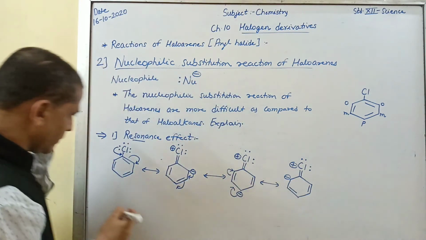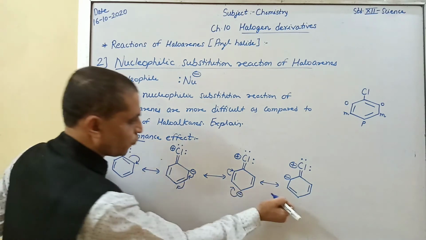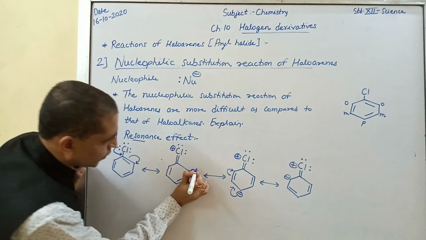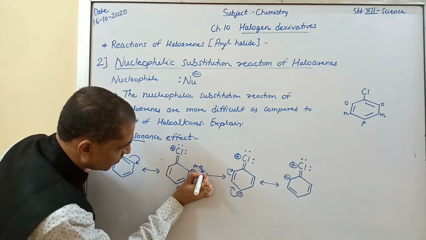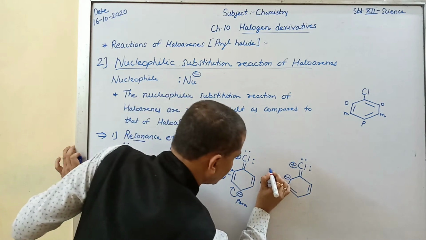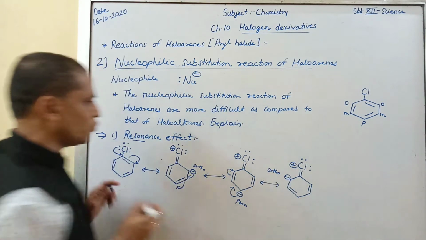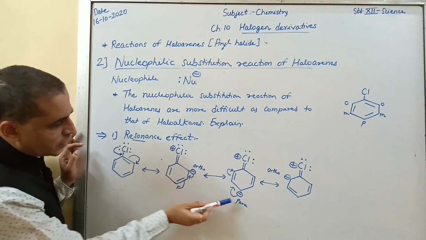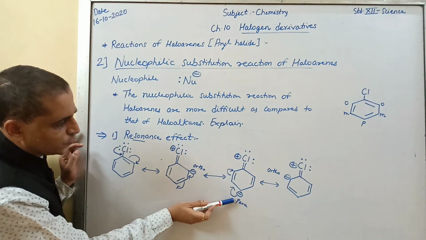Now see, there are 4 structures. 1, 2, 3, 4. This first, it's okay. It is what? Ortho position. It is para position. It is again ortho position. What do you observe? See, at ortho position there is negative charge. At para position there is a negative charge.